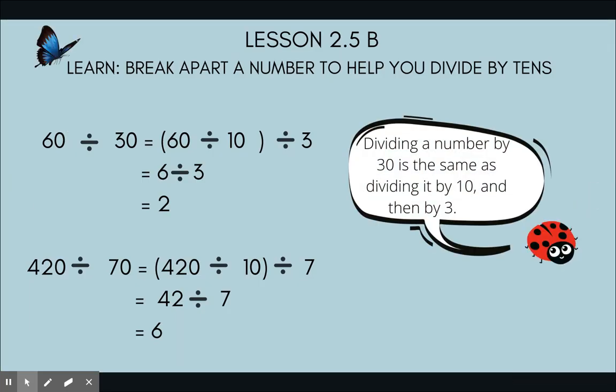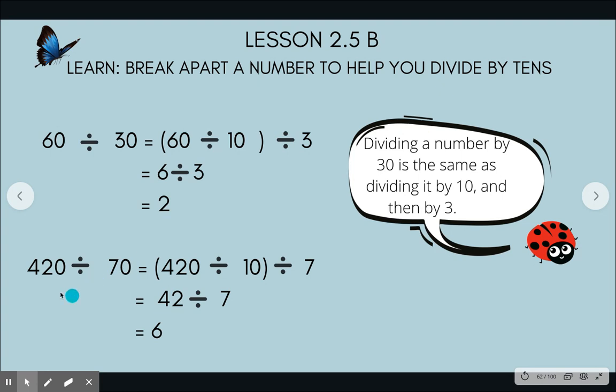Lesson 2.5b, learning to break apart a number to help you divide by 10. So another strategy is breaking apart a number and thinking about it in a different way. So dividing a number by 30 is the same as dividing it by 10 and then by 3. So here's the example. 60 divided by 30. You can do the part in parentheses first. You think 60 divided by 10 is 6, and then divide that by 3. So 6 divided by 3 equals 2.